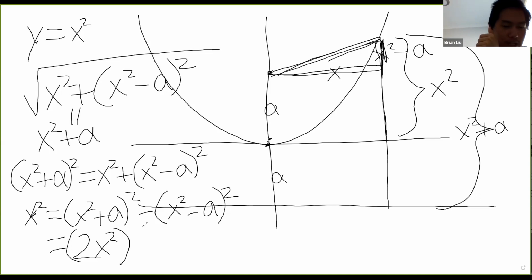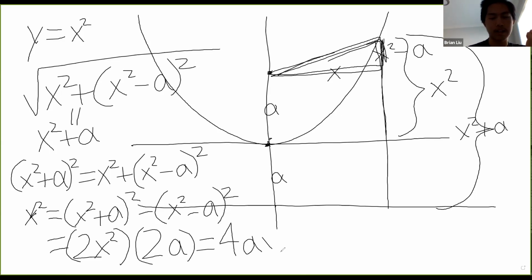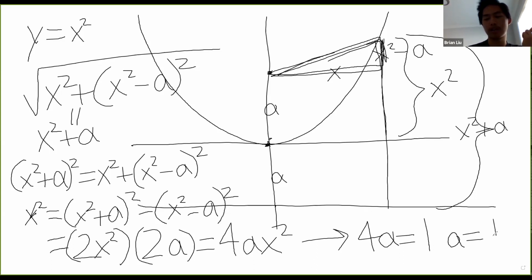And then for the difference, we have x squared plus a minus x squared minus a, and then the x squareds cancel out, and we have plus a, and then minus a becomes plus a again. So plus a, which is 2a. So this, all in all, is 4a x squared. So we get 4a equals 1. So a is 1/4.